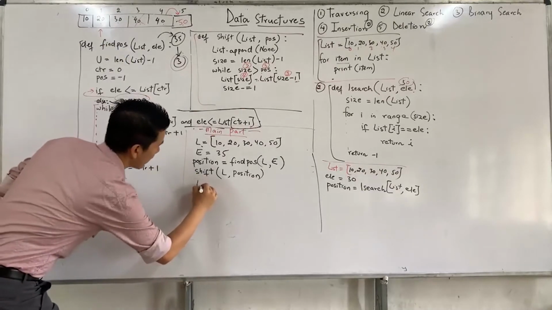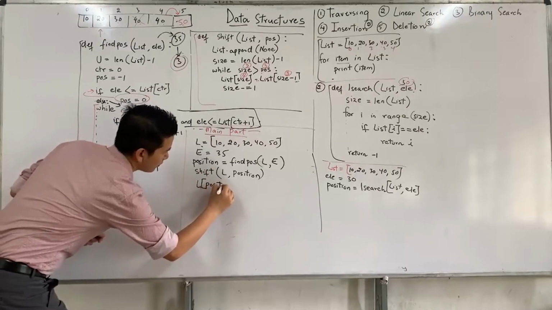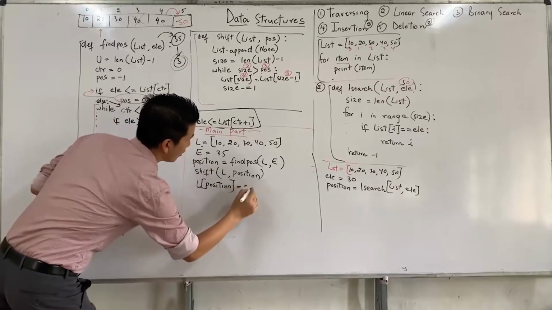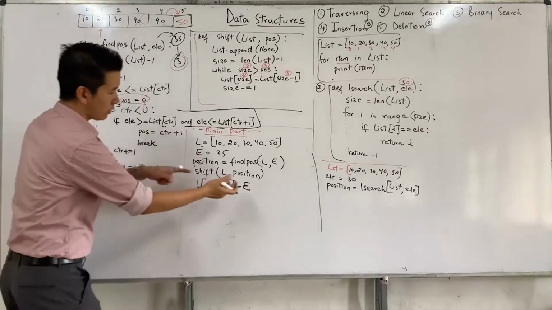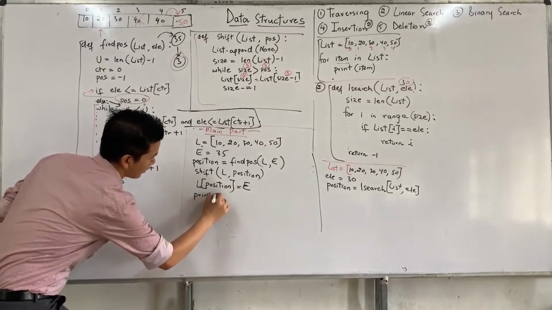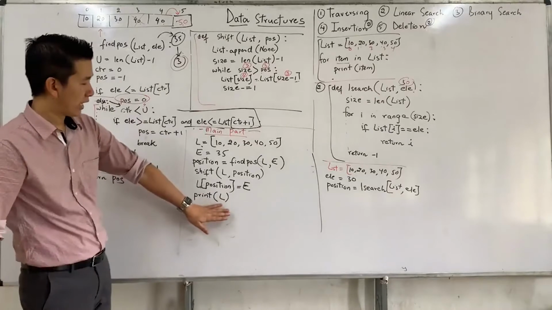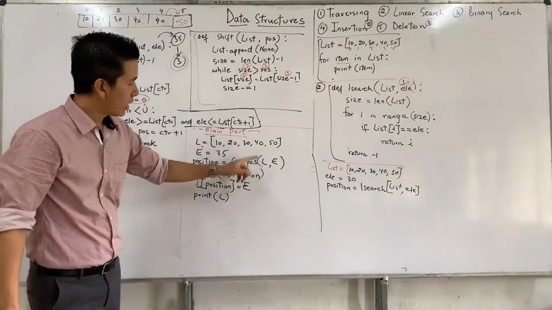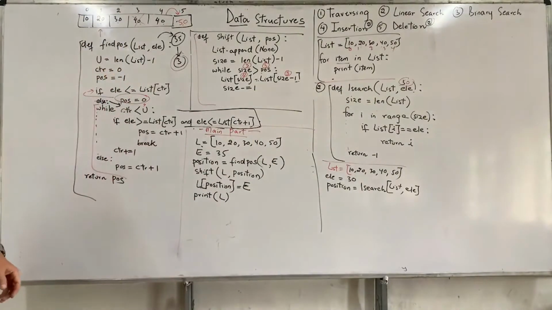So it's going to be L and then position. Okay, L position is equal to the value of E. So this is how you replace this, and finally when you print the value of L, you are supposed to get the final output as 10, 20, 30, 35, 40, and then you have the 50.